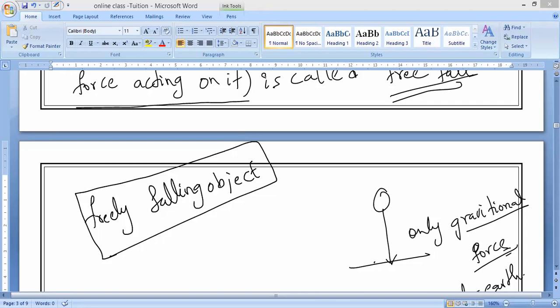Bungee jumper. Yes or no? From a certain height, with a certain kind of rope, they will throw you down into the valleys from the mountain. Yes, sir.